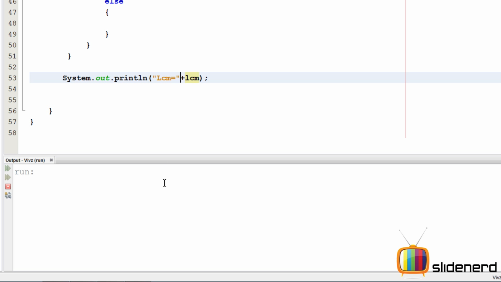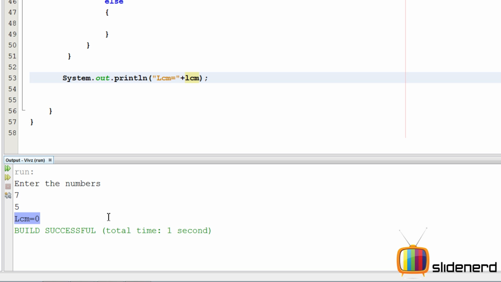Control S, Shift F6, enter the numbers 0 0. The LCM is 0. 4 0, LCM is 0. 0 4, LCM is 0. 5 5, LCM is 5. 4 8, LCM is 8. Take any number, 6 12, the LCM is 12. 12 6, LCM is 12. But if you put 7 and 5, the LCM is 0, right?